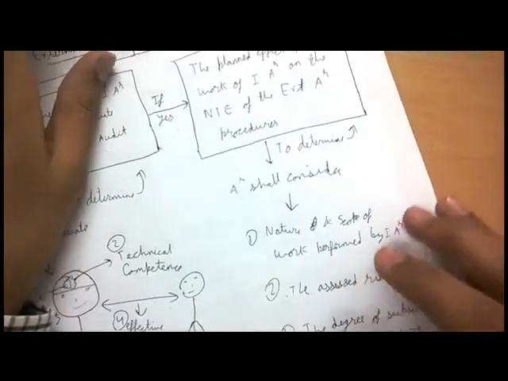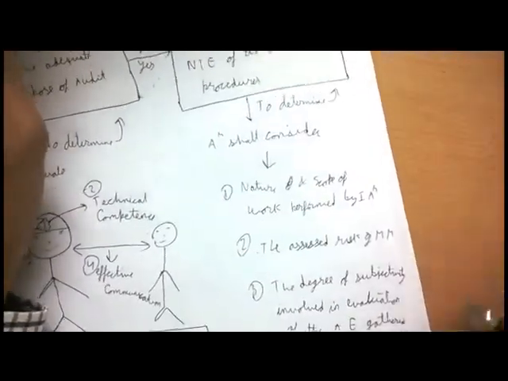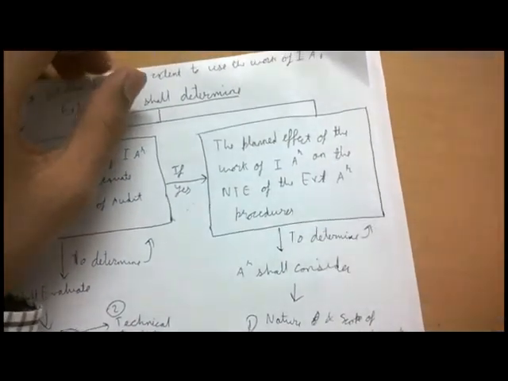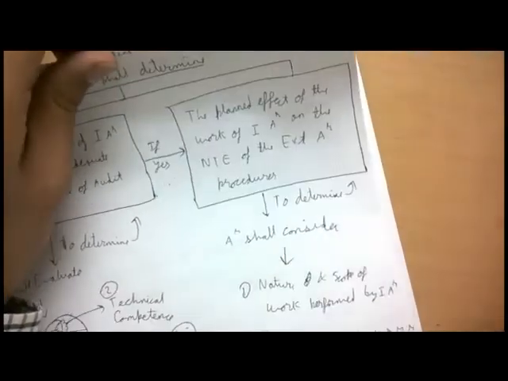So these three things, the external auditor is going to consider to have an idea about the effect that the work of the internal auditor is going to have on the nature, timing, and extent of the external auditor's procedures.